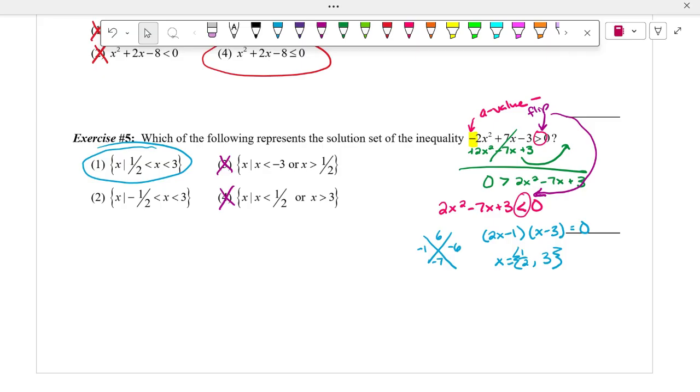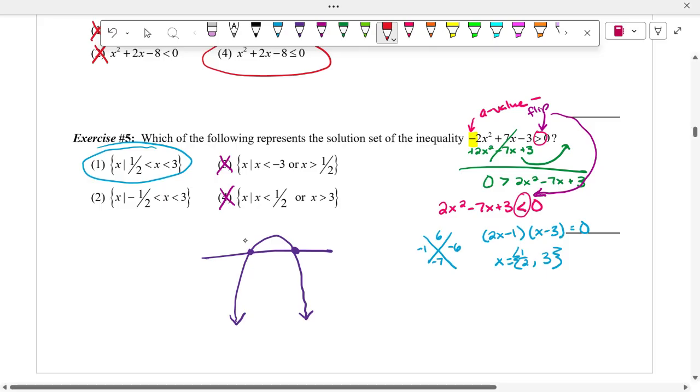Nope. Like literally if you graphed it, so if you look at it from a graph standpoint, since it's a negative A value, it would look like this. So let's say our zeros were right here. All right. Where are the y's greater than 0? So on this graph, in between them, because it's above the x-axis here.